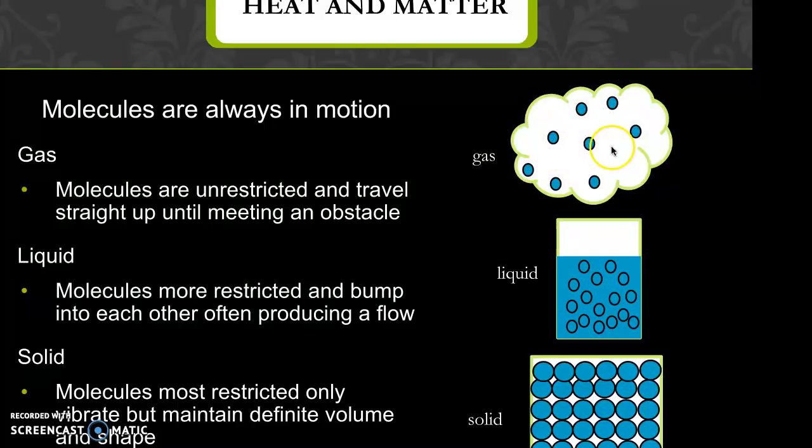That's what this shows you right here. Liquids, they're going to be more restricted and they bump into each other constantly. They do still have some movement though. And solids down here, they are the most restricted and they can only vibrate. They do maintain a definite shape. They cannot move around like liquids and gas can.